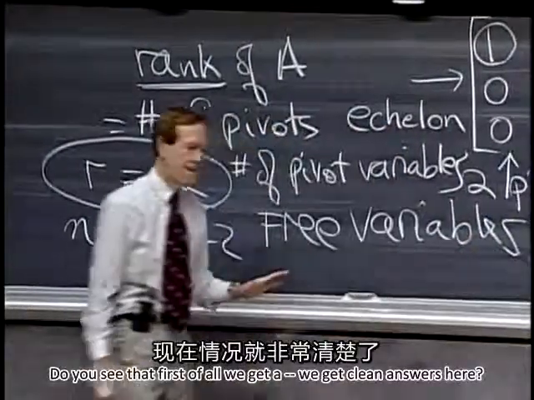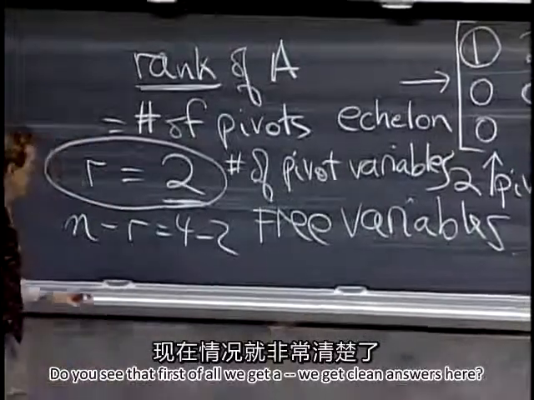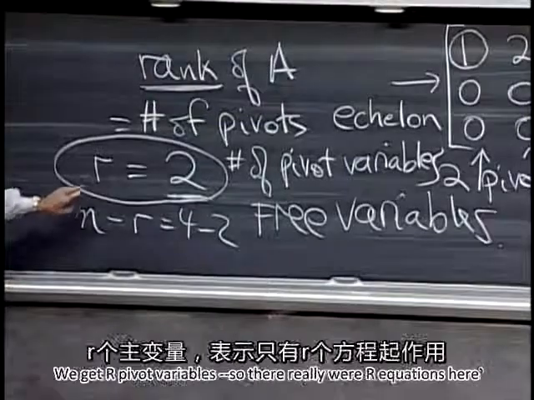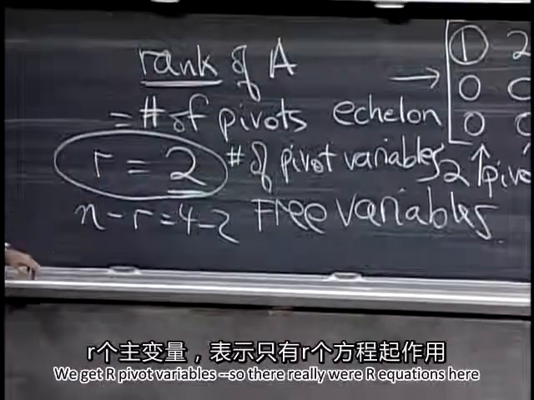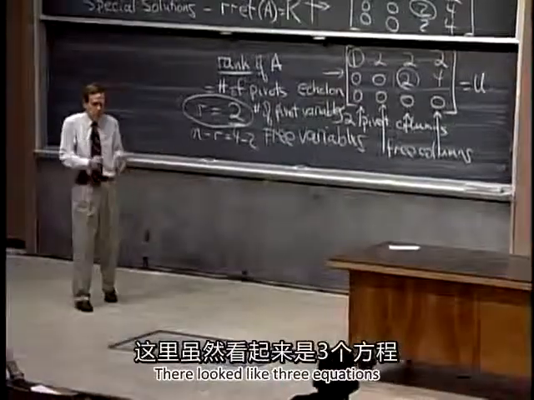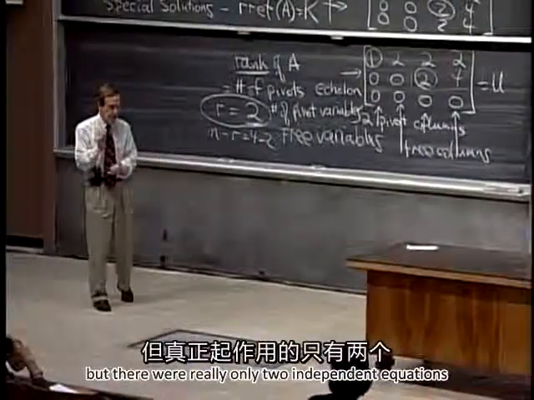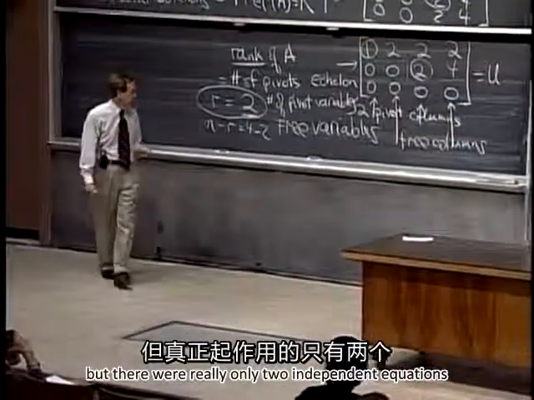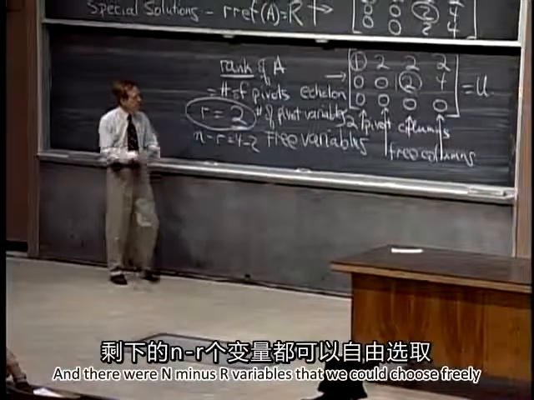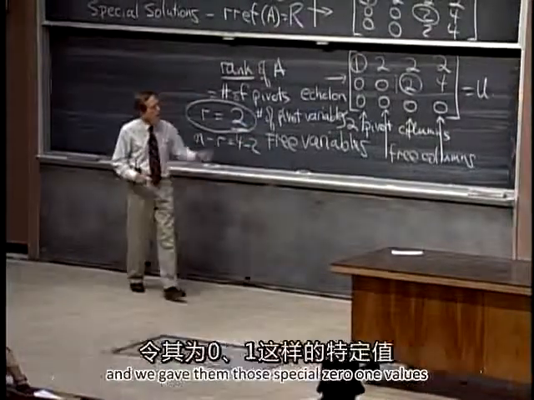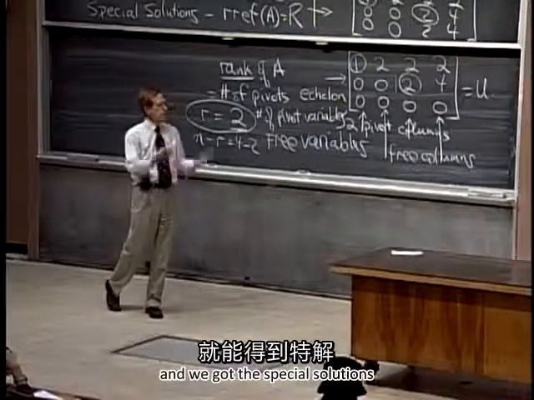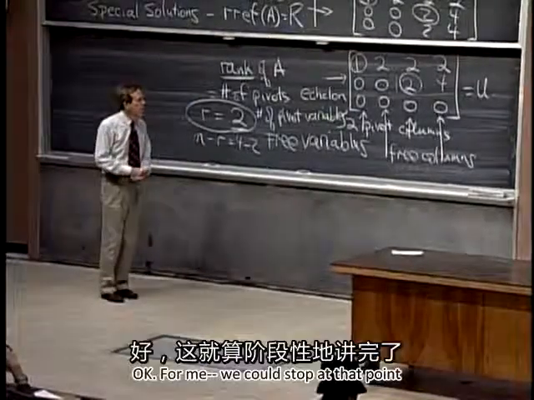Do you see that? First of all, we get clean answers here. We get R pivot variables. So there really were R equations here. There looked like 3 equations, but there were really only 2 independent equations. And there were n minus R variables that we could choose freely, and we gave them those special 0, 1 values, and we got the special solutions. Okay.